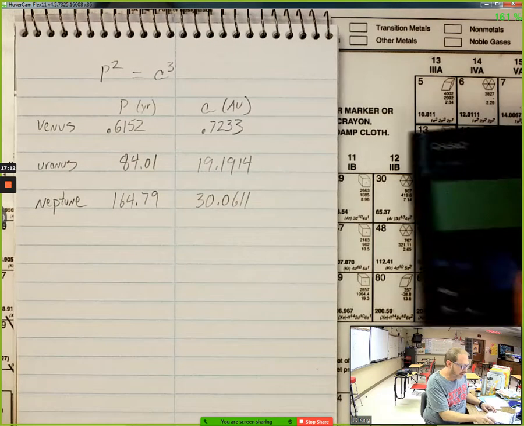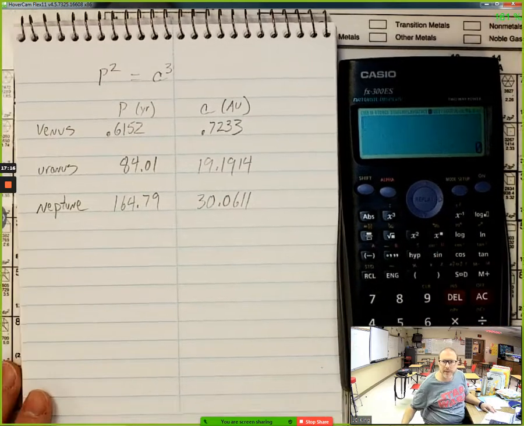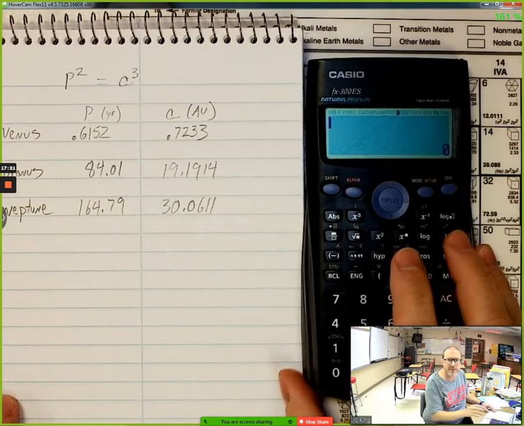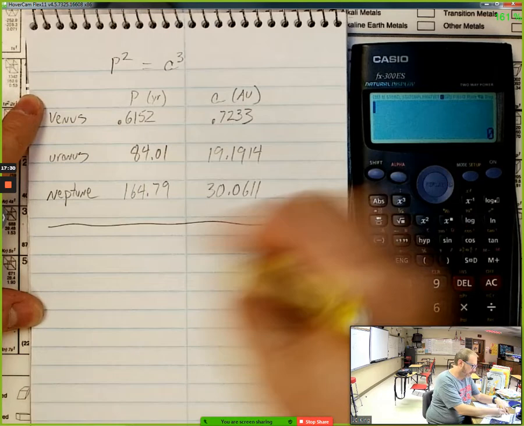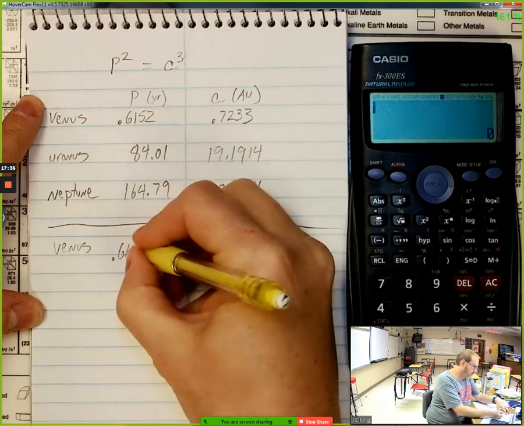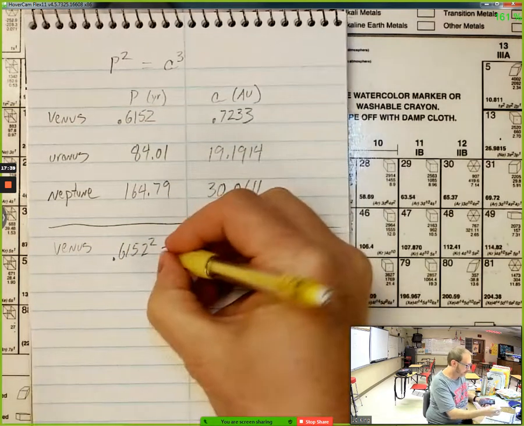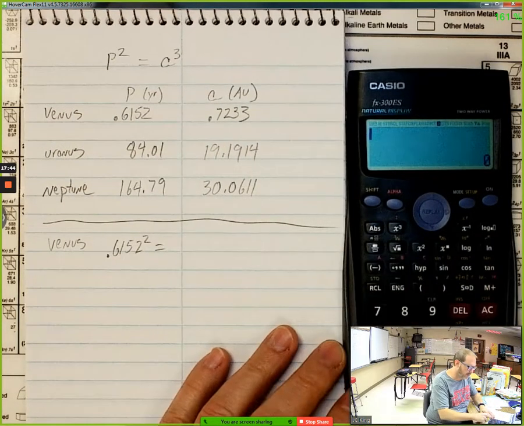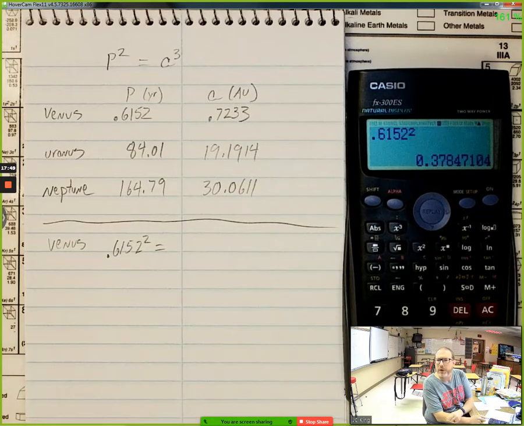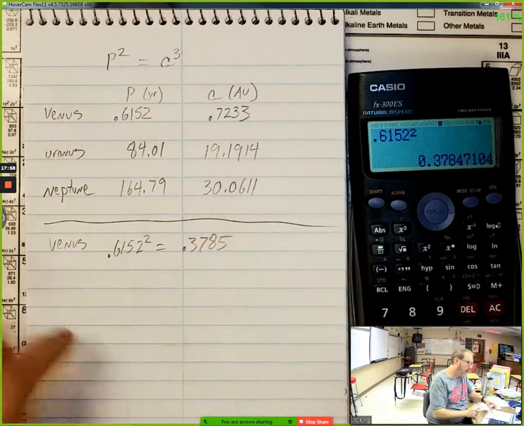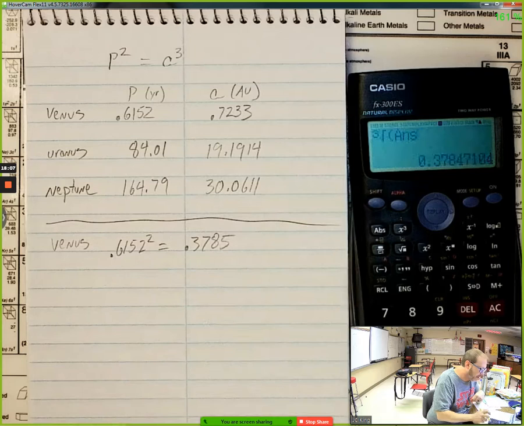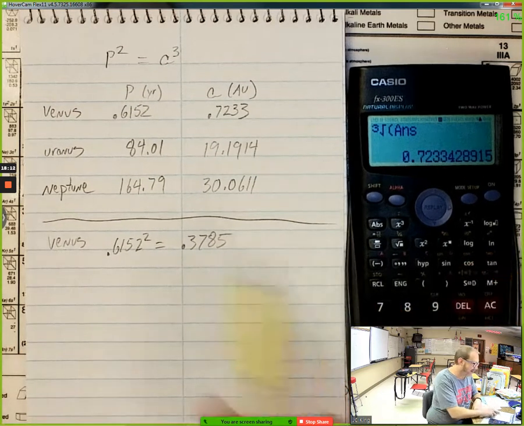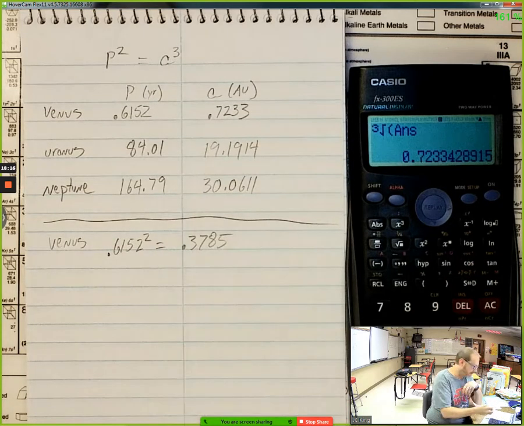So if they're saying that p squared equals a cubed, let me get my calculator here where y'all can see it. Maybe a little more light. That's better. Okay, so let's start with Venus. Let's take 0.6152 squared. Let's see what that gives us. I get 0.378 and change, so 0.3785. Okay, now let's take the cube root of this. Do I have a cube root button on here? I sure do. Cube root of my answer. I get 0.7233. Oh crap, look at that. Okay, so Venus checks out. Boom.